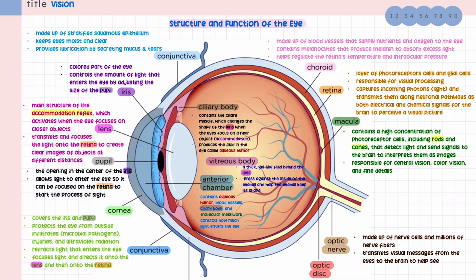Our cornea is what covers our iris and our pupil. It's what mainly covers our eye. I like to think of it as CO or cover. And because it's the outer layer, it actually prevents bacteria or injuries or just ultraviolet radiation from going in. And it's what refracts light that enters the eye.